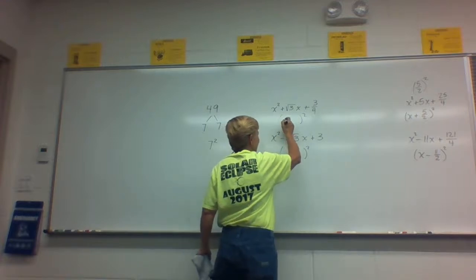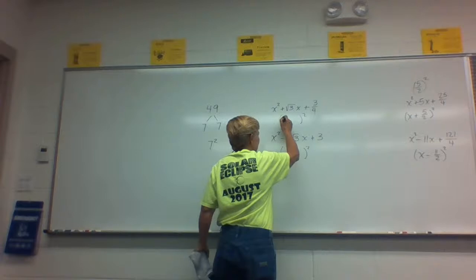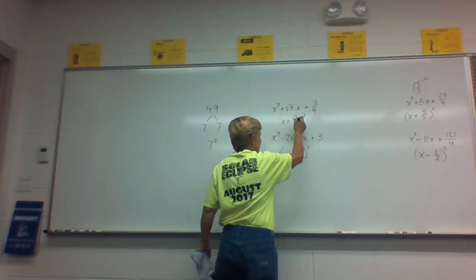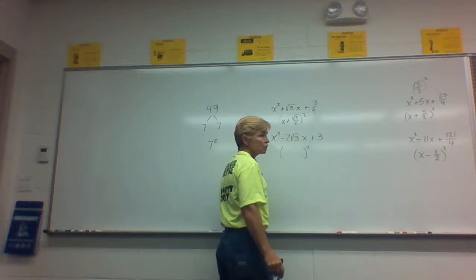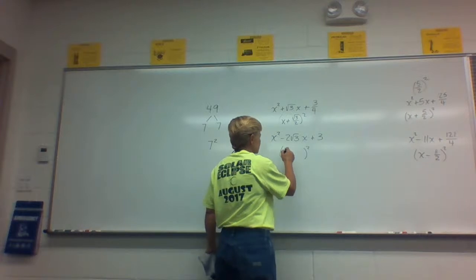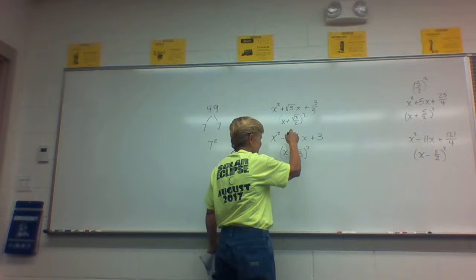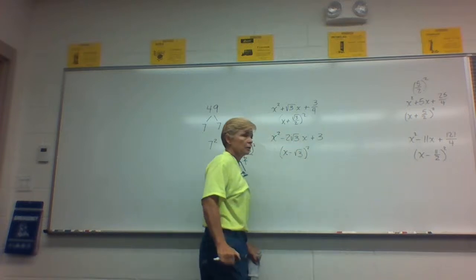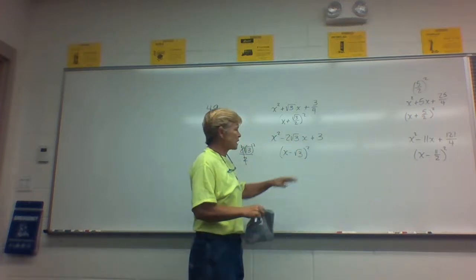So this one would factor how? X plus root 3 over 2. Remember, it's half that middle term, even if it's ugly. This one is? X minus root 3. Good. Because half of that cancels the 2 and it's root 3. So this is how it factors.